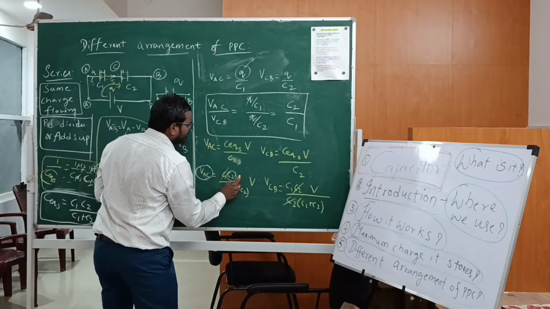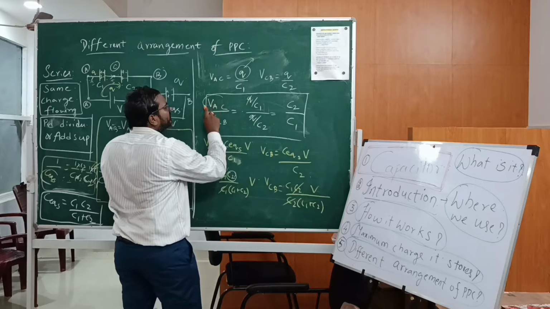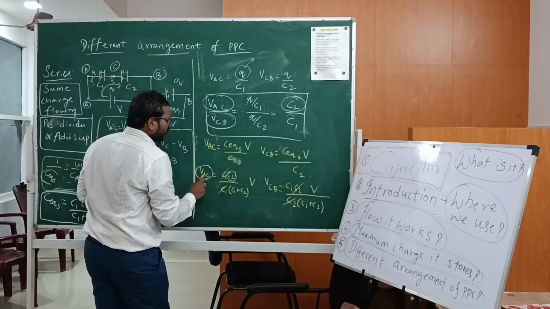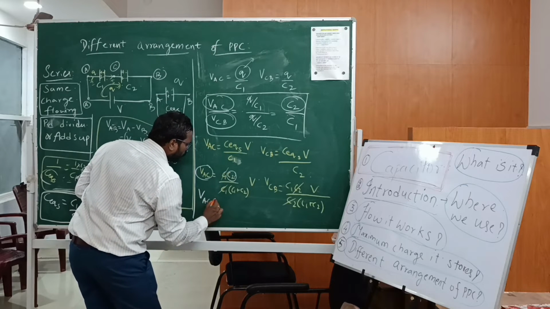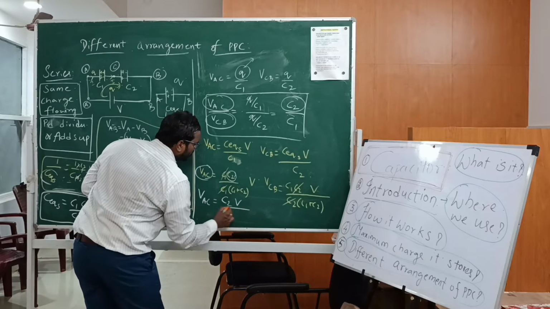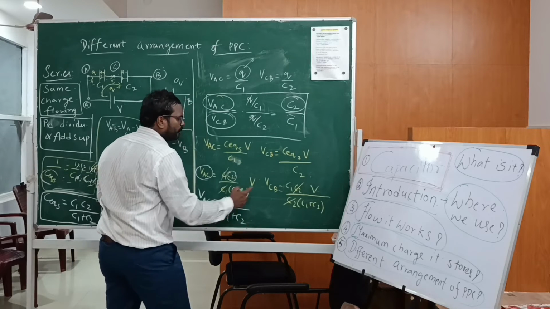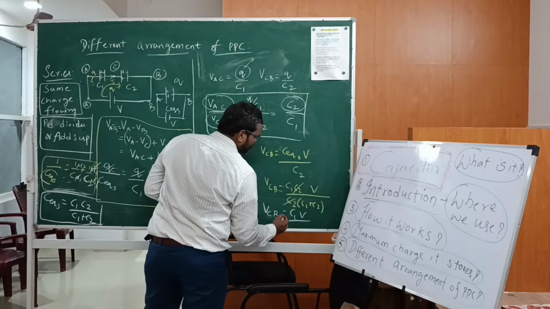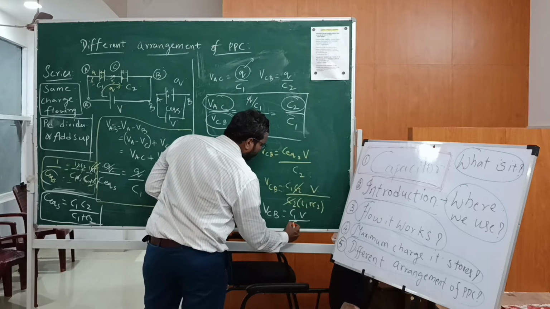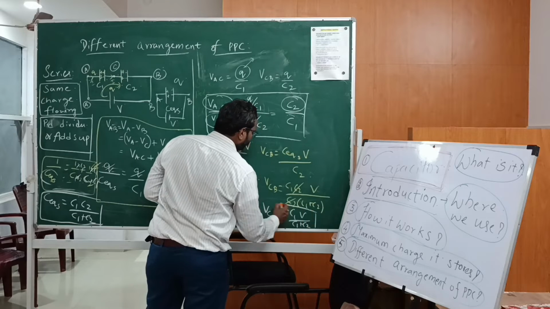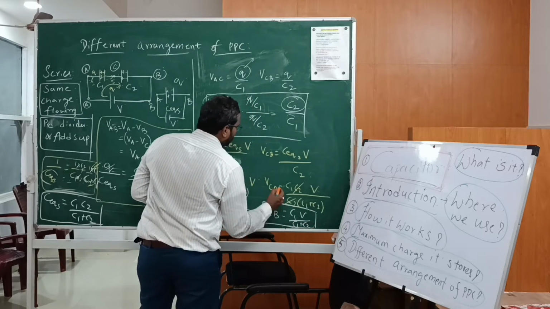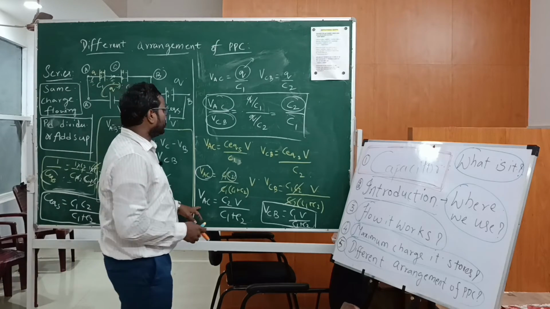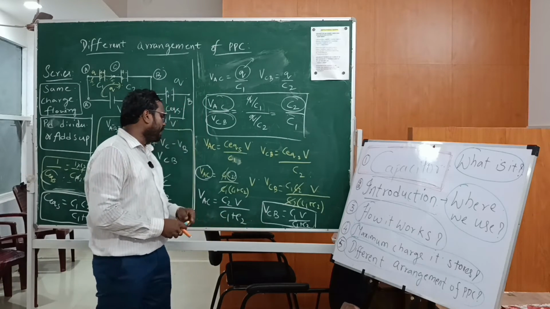And what do we get here now? Potential drop across AC depends on what? C2. VAC depends on C2. VCB depends on what? C1. So VAC we can write in terms of total voltage as C2 into V by C1 plus C2. And what about VCB here? C1 into voltage by C1 plus C2. Clear this idea here now?